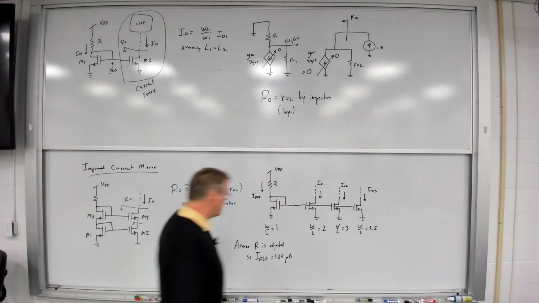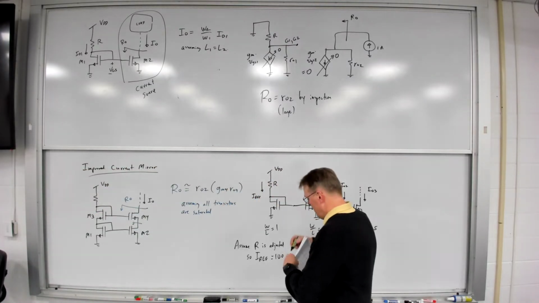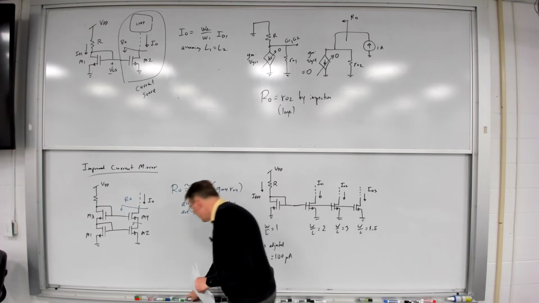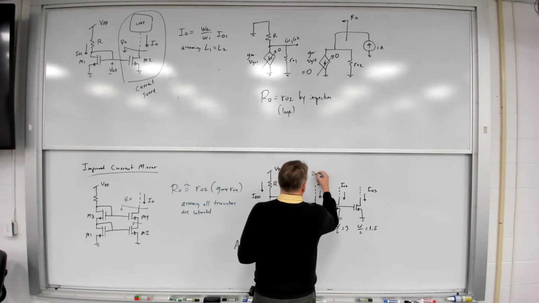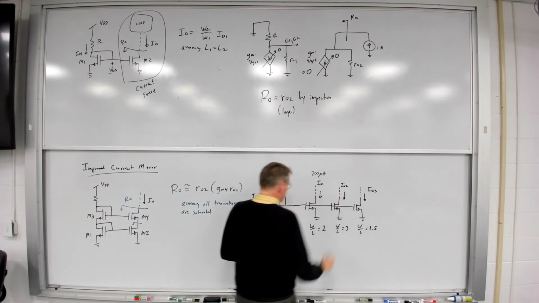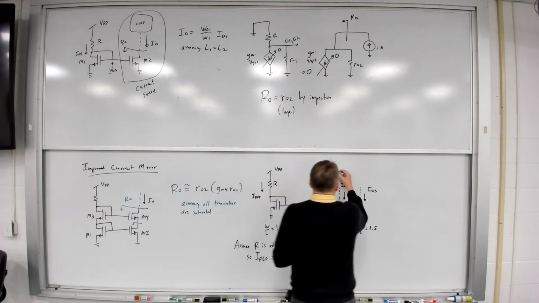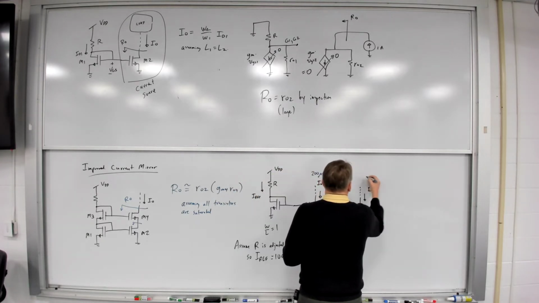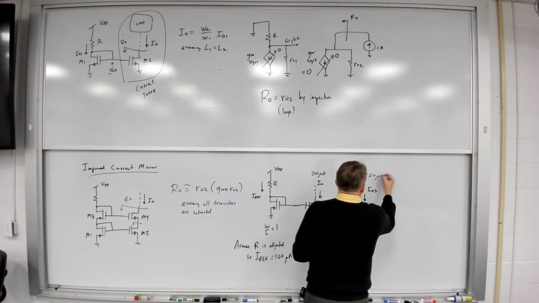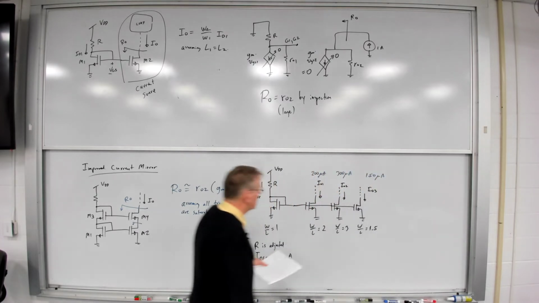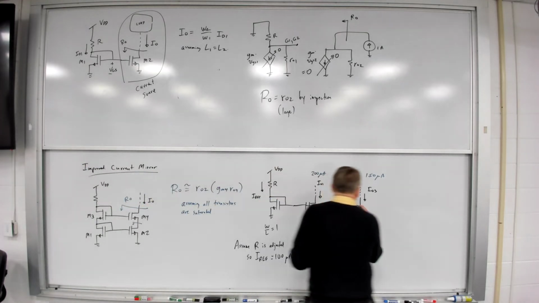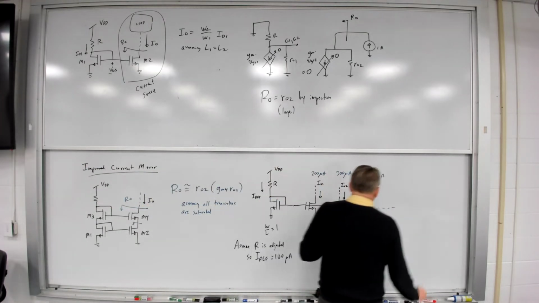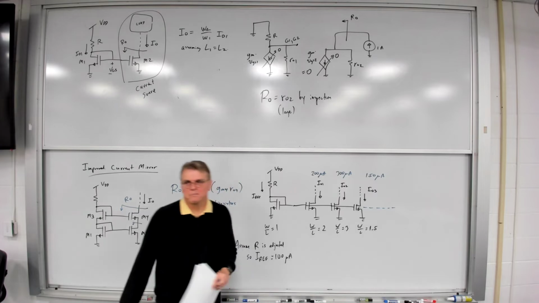And if that's the case, what currents do I now get for I01, I02, and I03? I'll get 200 microamps. I'll get 300 microamps. I'll get 150 microamps for those 3 currents. And in fact, I can keep adding as many transistors as I want.